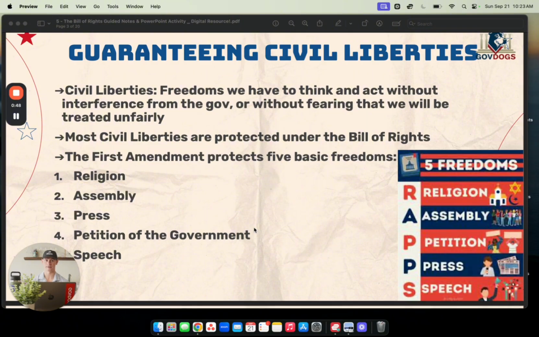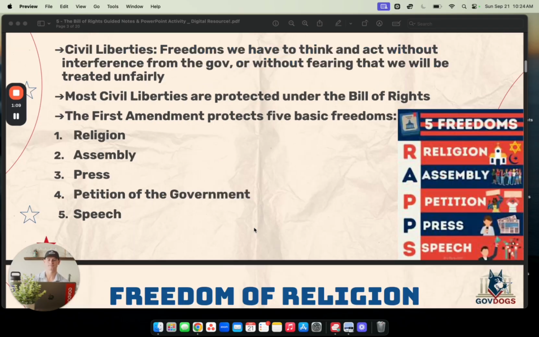Now, there are some limits on these First Amendment protections. Can't incite violence, can't actively pose a threat to the United States government, but generally you can say exactly what you want when you want, and it's important that the First Amendment exists because it allows us to make sure that the federal government is not infringing on our rights.